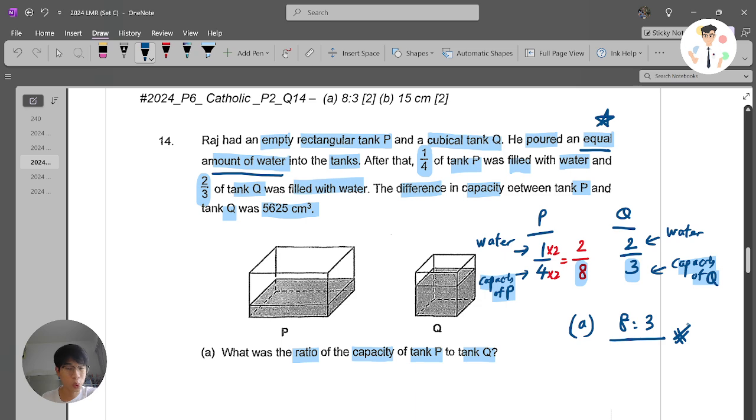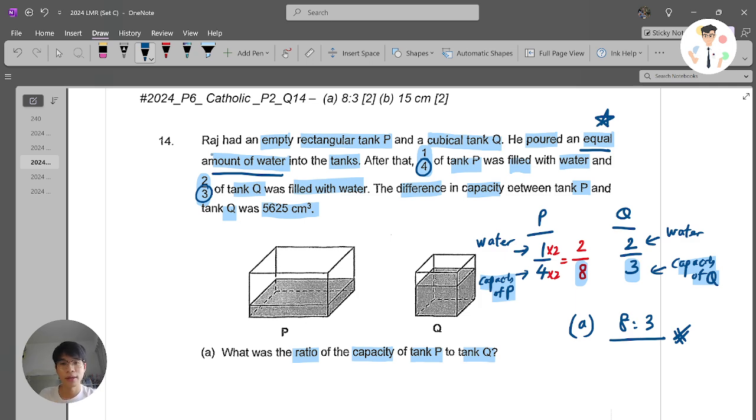Again, just a quick reminder. Teacher, then can I use 4 to 3? Because he said 4 is the capacity of P, 3 is the capacity of Q, so I just put 4 to 3. The answer is no. Why? Because you have not made the units equivalent. The steps that I'm doing here make it equivalent. That's why I can compare 8 to 3. But here, you have not made it equivalent, and it is illogical. That's why you can't do that.